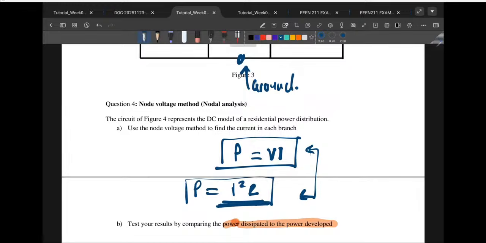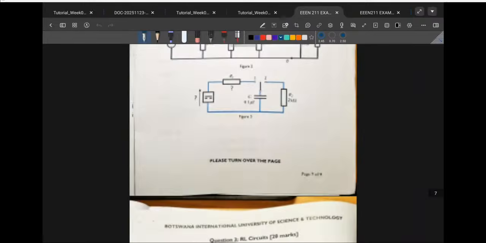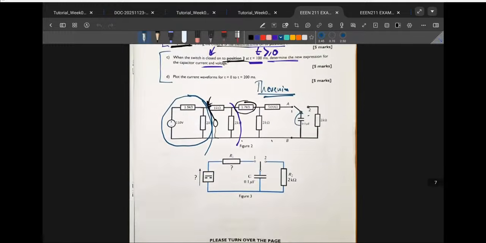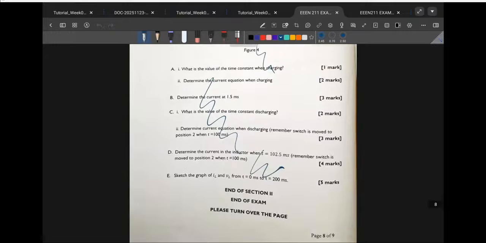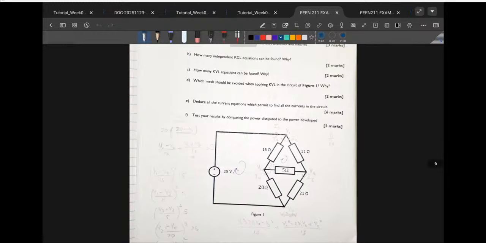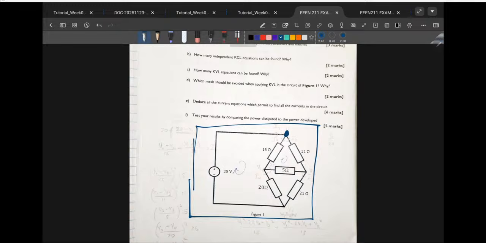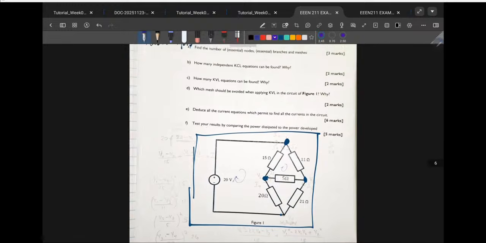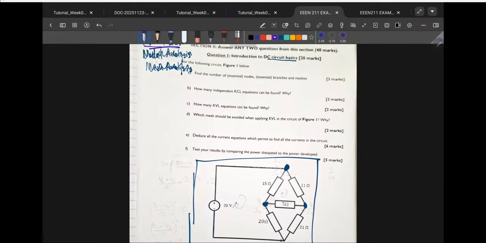You'd meet these questions in the exam. These are the very same questions that come. This question we did, you can track back and you'll see us do this question. We've already done it. Maybe the type of question I want is one saying, compare power dissipated and power developed. This is the type of question I would need you to know.